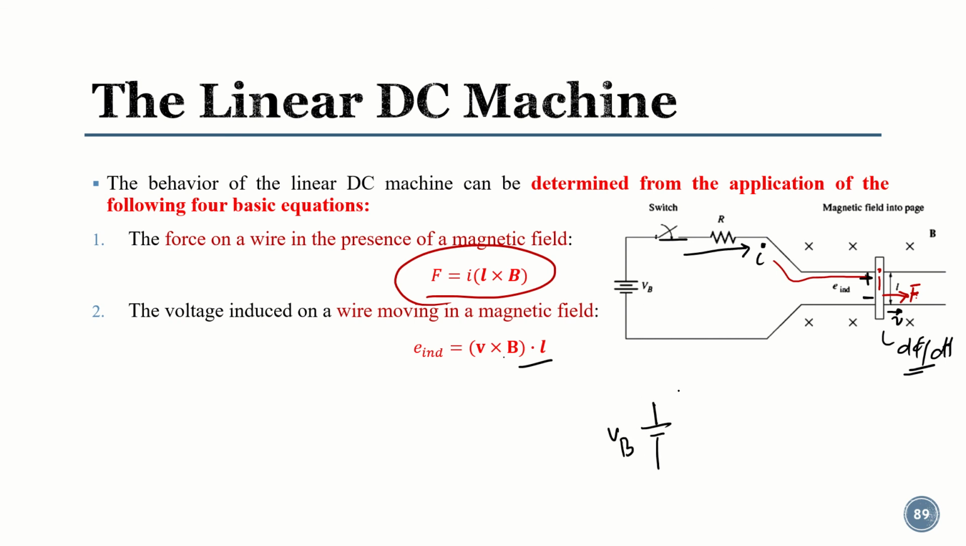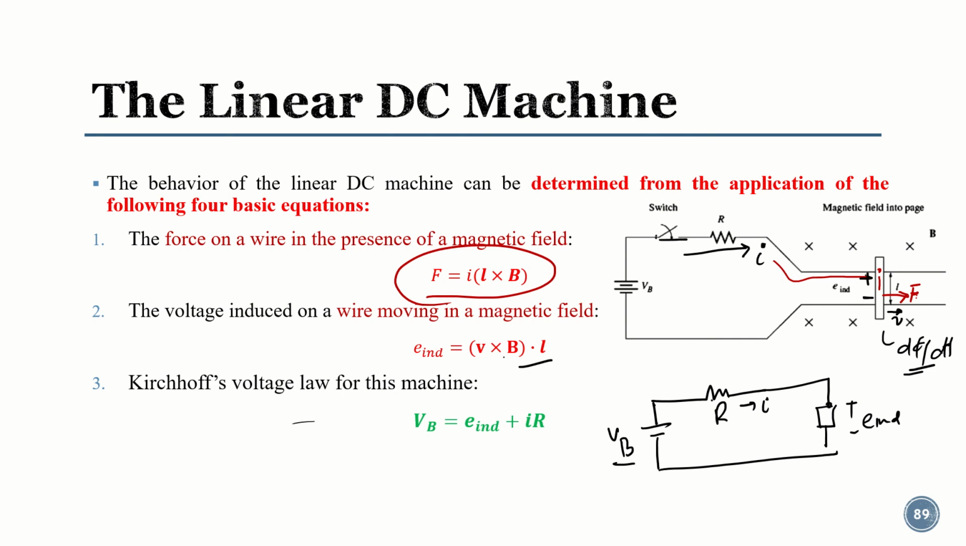Here is your supply voltage V_B, and current is flowing. This is the resistor R, and here we have this bar, and across this bar we have this induced voltage, and the current I is flowing. If we write the simple KVL loop equation, V_B will be equal to the drop I times R plus the induced voltage. That will be our third basic equation.